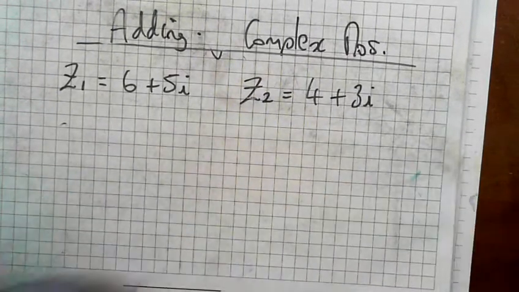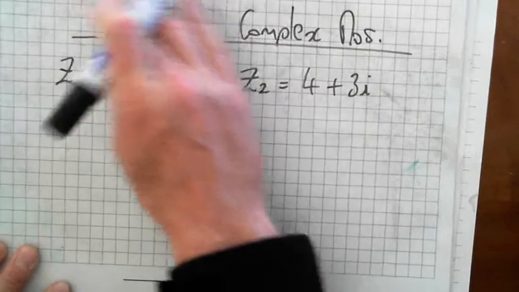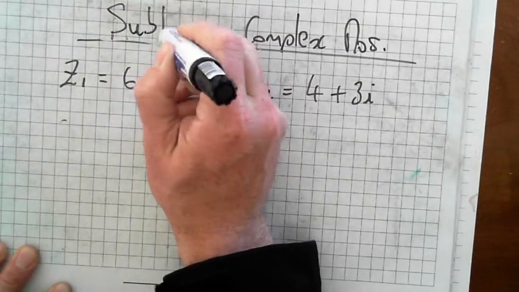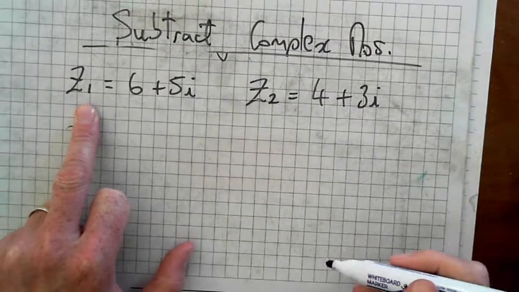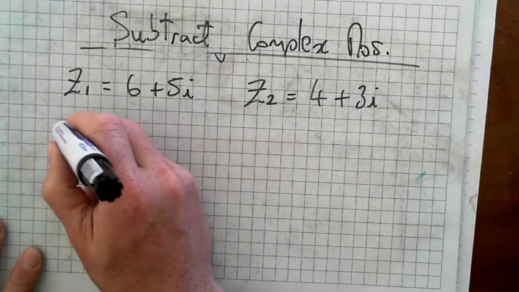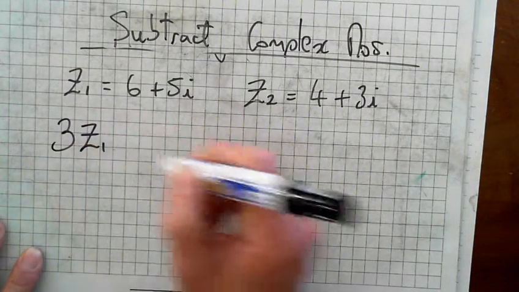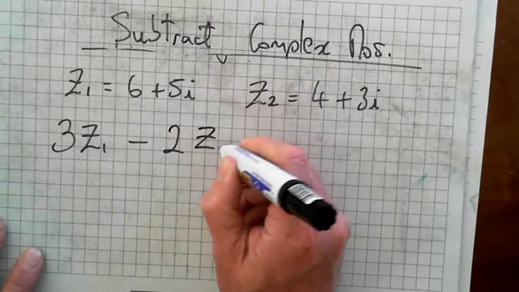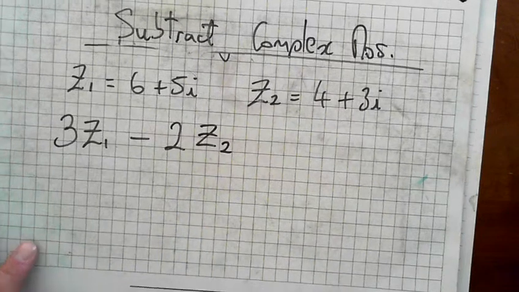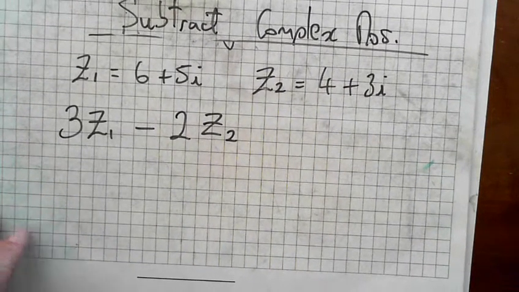Now we'll take those 2 complex numbers and we'll do subtracting. This time we'll do the same thing again: 3 times z1 minus 2 times z2. Alright, I'll do this example and then I'll give you one to do.